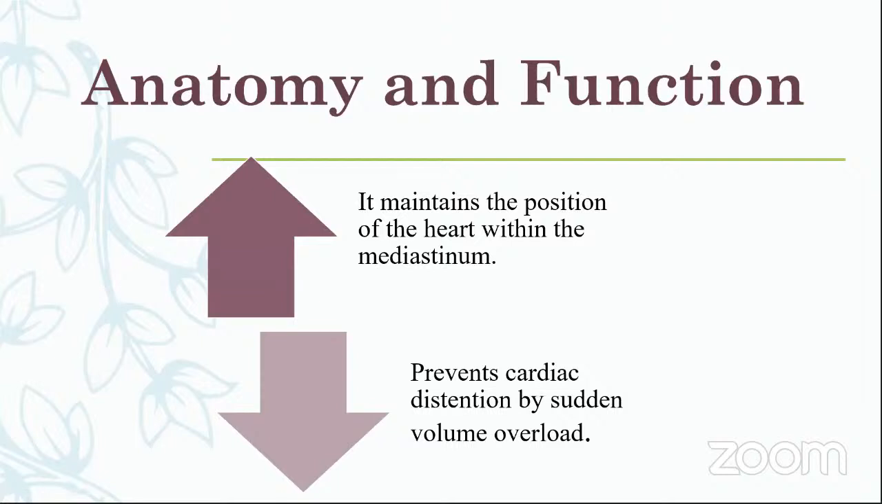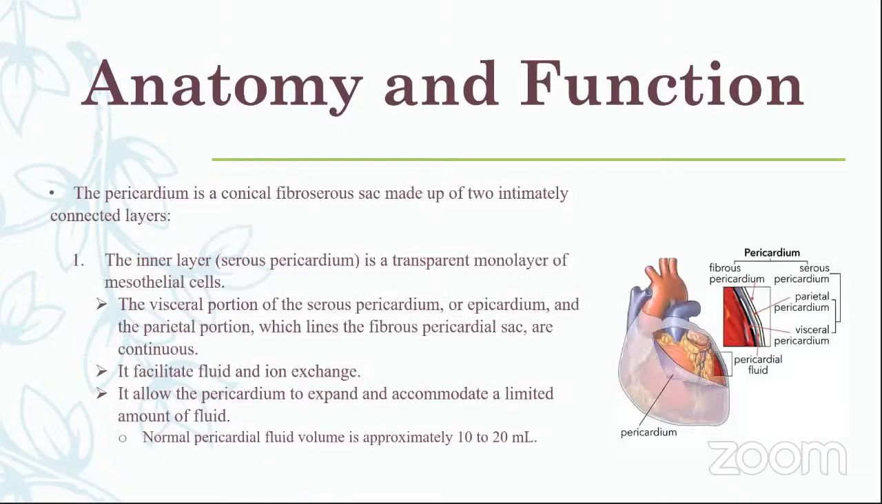The pericardium, as you know, attaches to the ascending aorta, just inferior to the innominate vein and the superior vena cava, several centimeters above the SA node. And the pericardium serves two major functions. It will maintain the position of the heart within the mediastinum, and it will prevent the heart from distension by sudden volume overload. The pericardium is a conical fibroserous sac made up of two intimately connected layers.